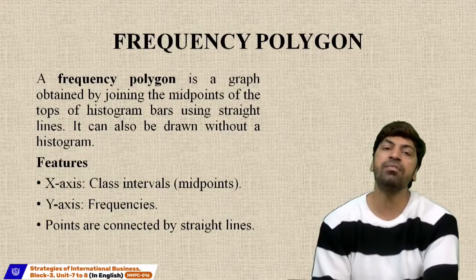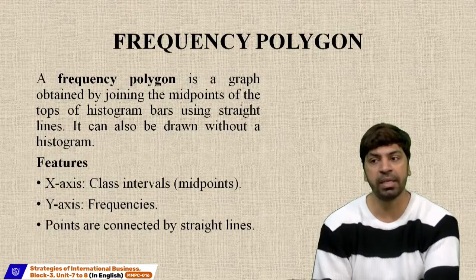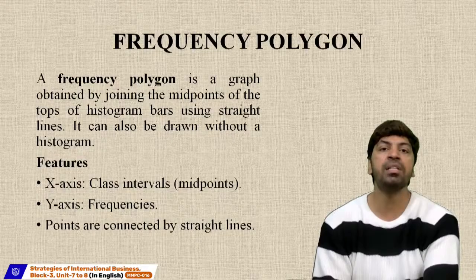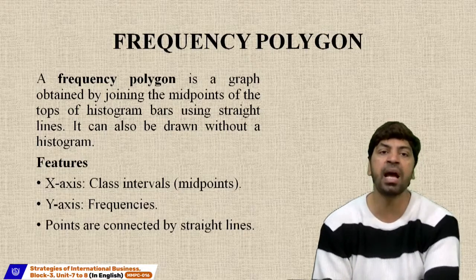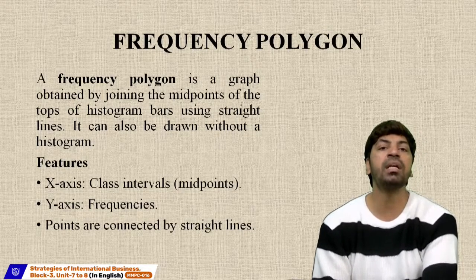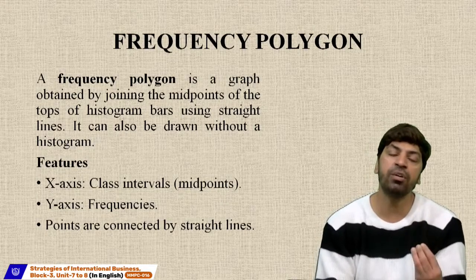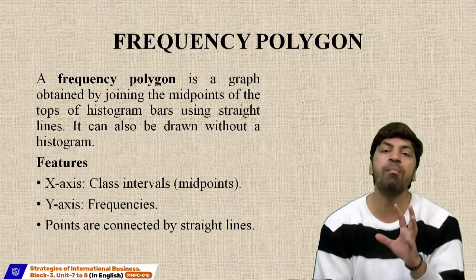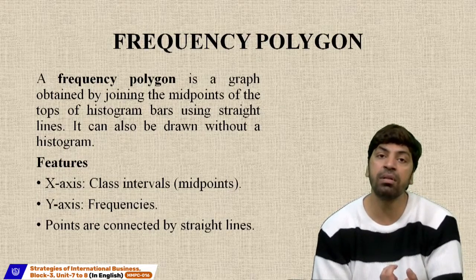The next visual tool is the frequency polygon. A frequency polygon is a graph obtained by joining the midpoints of the tops of histogram bars using straight lines, and that is called the frequency polygon. So when an individual joins the midpoints of the tops of the histogram bars using straight lines, that is exactly called the frequency polygon.